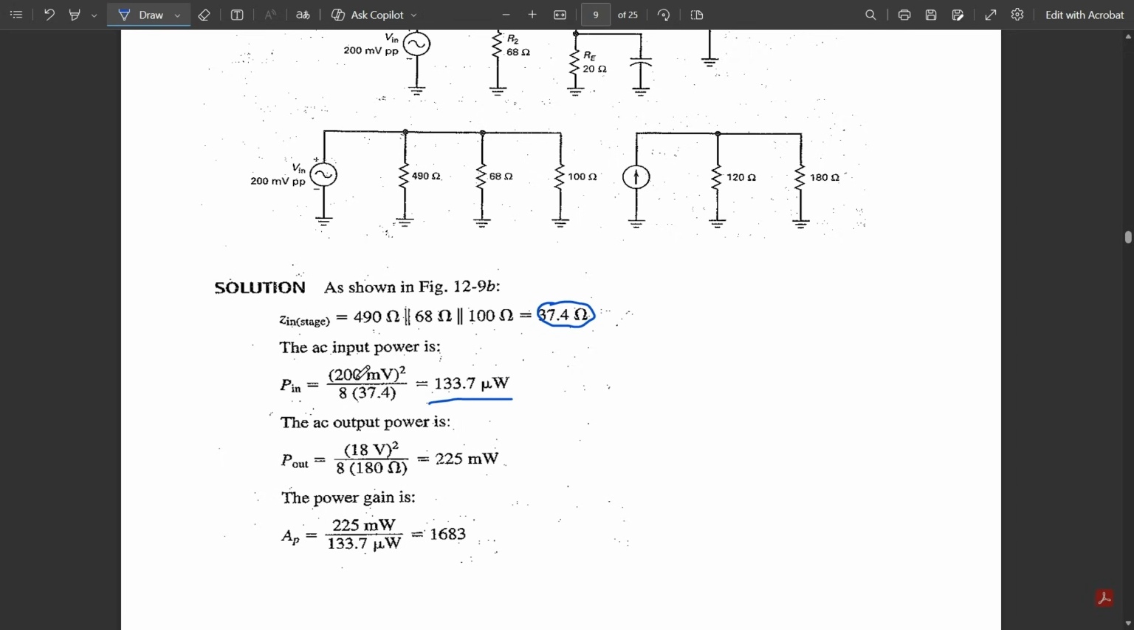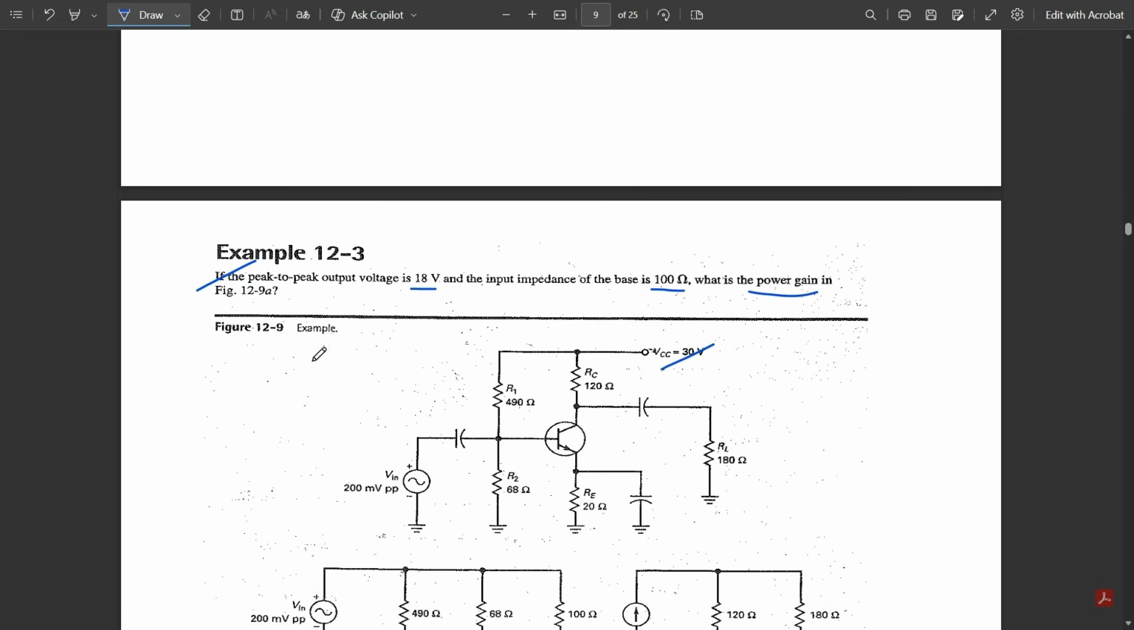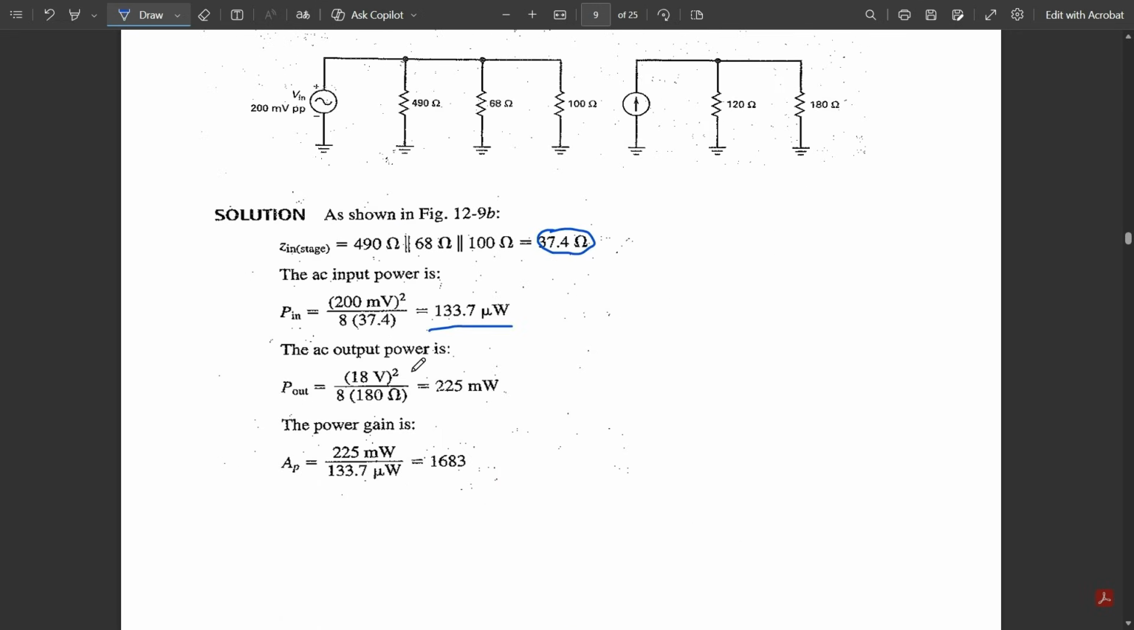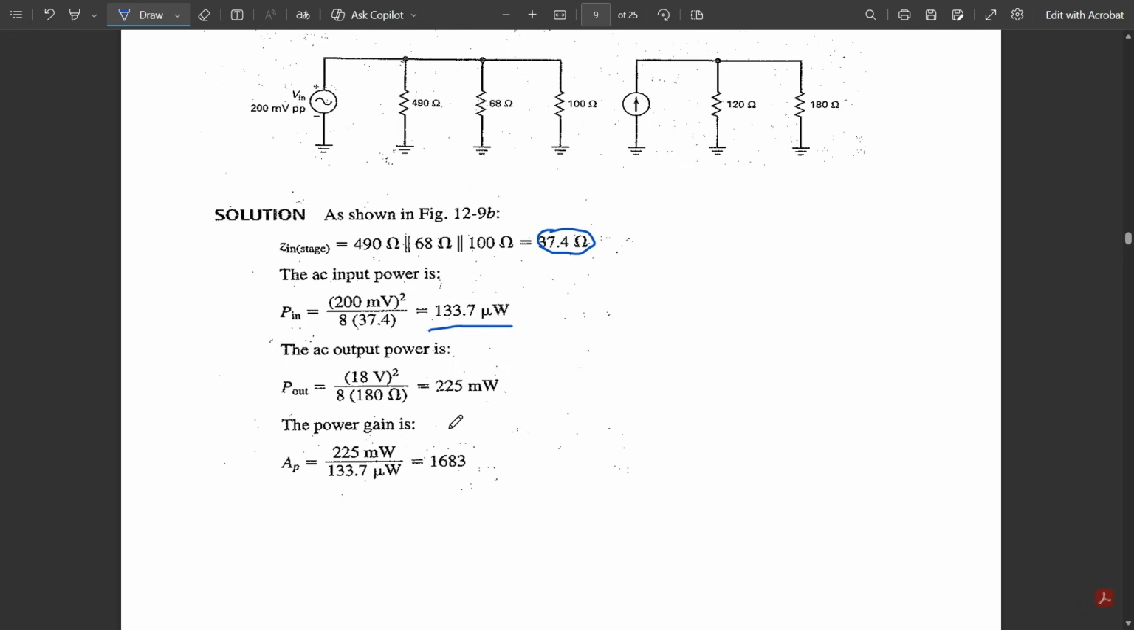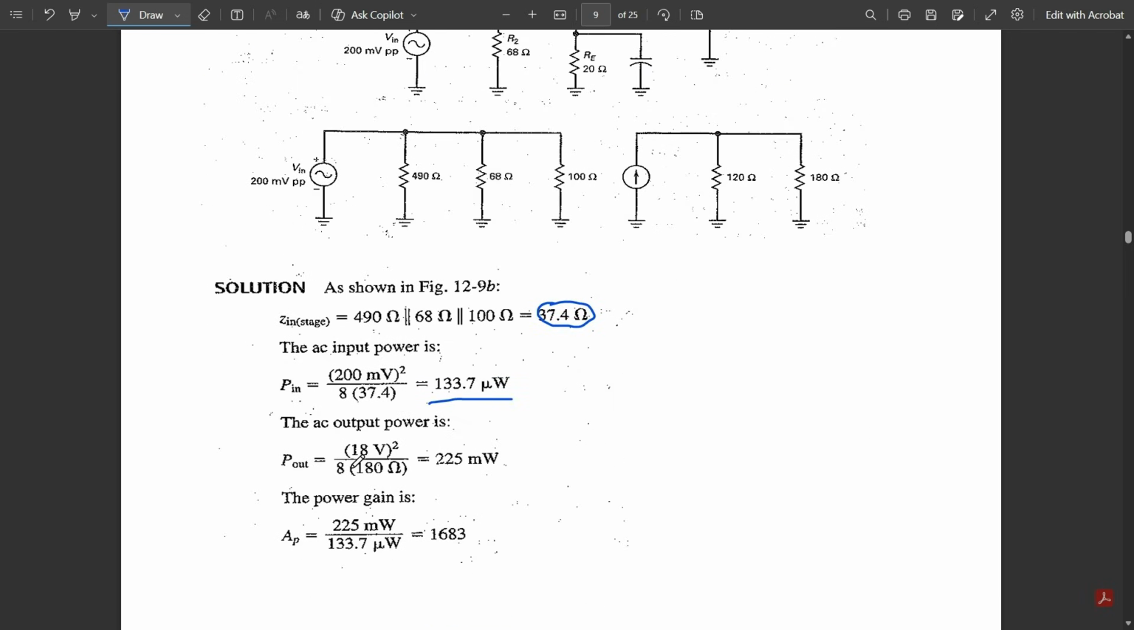Okay, this is the input power, and the AC output power is simply 18 volt square. We know that 18 volt is the peak to peak voltage mentioned here. This is the actual peak to peak voltage of the amplifier. Square divided by 8 times the load resistance, that is RL. If you calculate it, you would be getting 225 milliwatt.